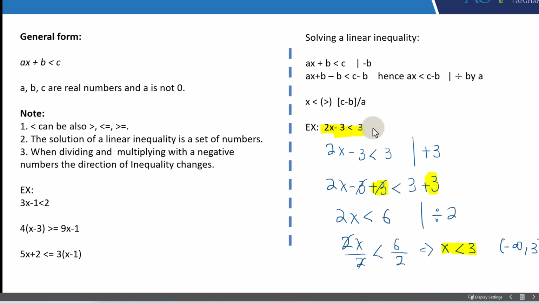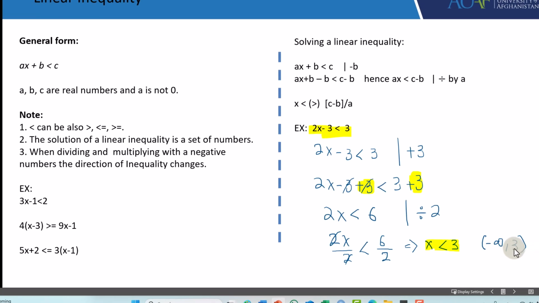Therefore, the solution to this linear inequality is all numbers less than 3. That is the interval from minus infinity to 3. Any number in this interval solves this linear inequality. Again, you see that the solution to this linear inequality is a set of numbers, in this case from minus infinity to 3, where both sides of this interval are open because 3 is not included, and minus infinity is not included anyway.